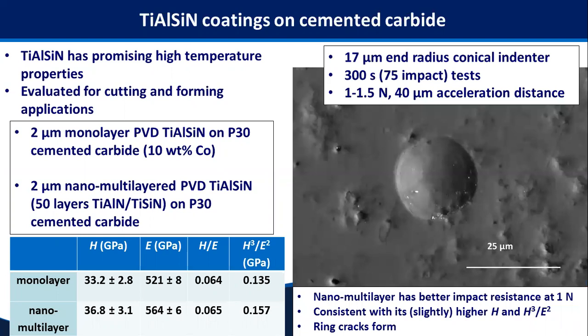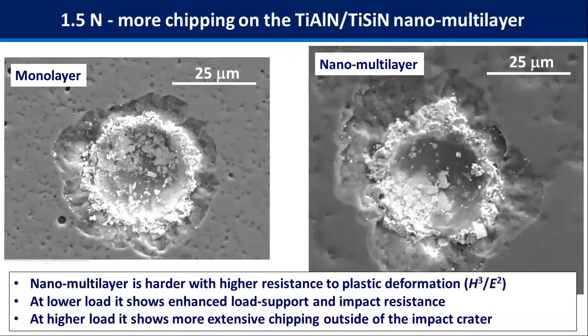So it's resistant to lateral fracture. So we do impact tests, and you can see there's no lateral fracture at 1 Newton, and a tiny bit of ring cracking, but nothing too severe. As you increase the force on both coating systems, there's a transition to impact damage and lateral fracture outside of the impact crater. And particularly with the nano multi-layer system, that zone of lateral cracking is extending further.